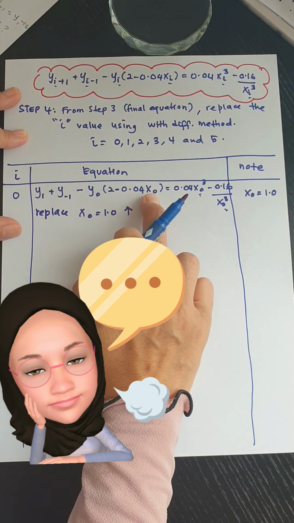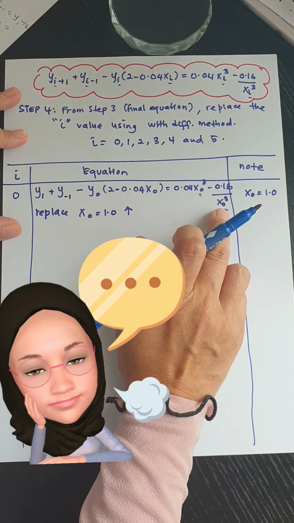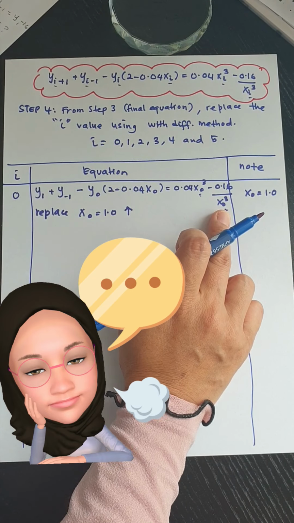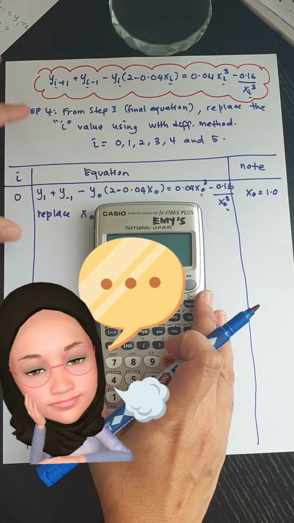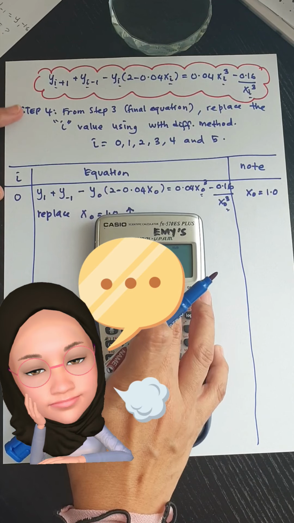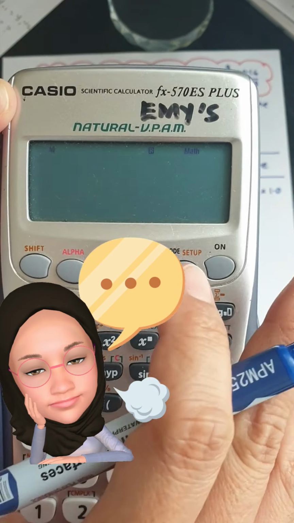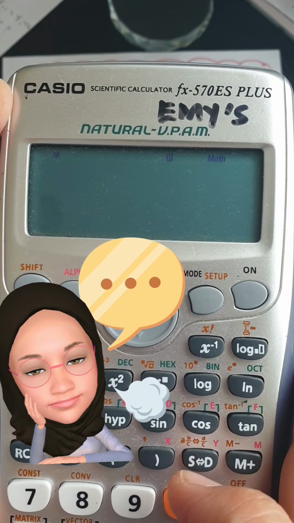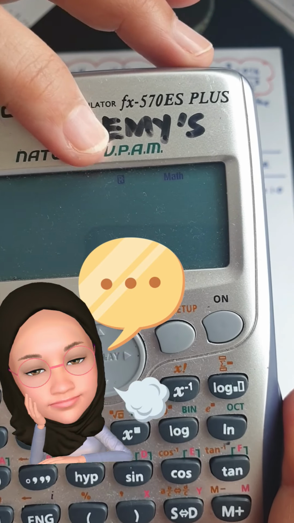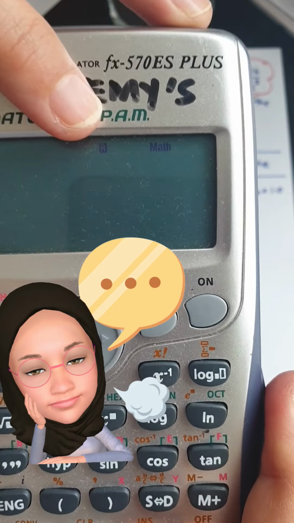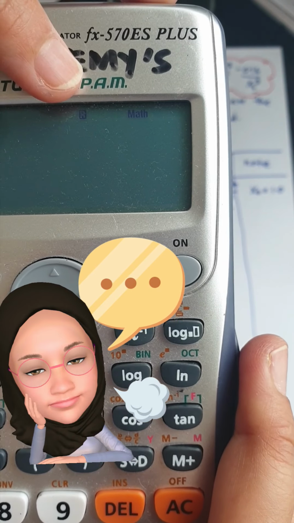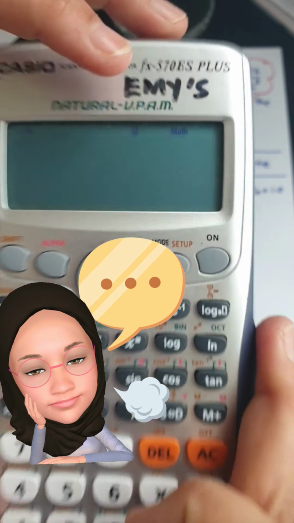Okay, to replace the value of x0 over here, you can create the formula using your calculator. Before you start to set the formula inside the calculator, make sure the mode of the calculator has been set to radians, or rad. Okay, and then you can type.